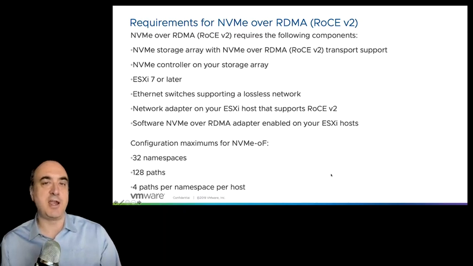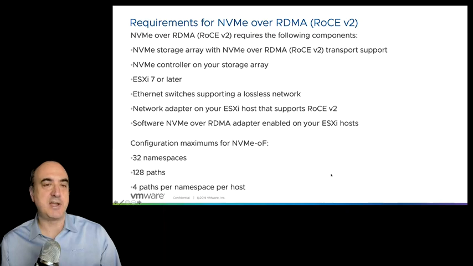And then we need to create a software storage adapter, kind of like when you build an iSCSI software adapter, you have to create a virtual adapter. It ends up being HBA number 64, right? It's the same thing here. You need to create a software NVMe over RDMA adapter on your host. And the same maximums as we saw with FC NVMe: 32 namespaces per host with 128 paths, because we generally recommend 4 paths per namespace per host.